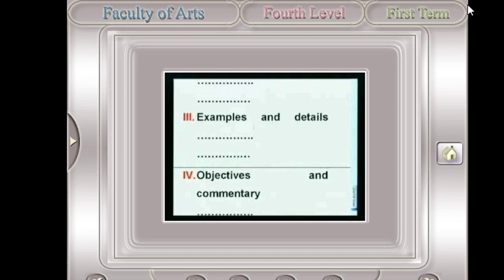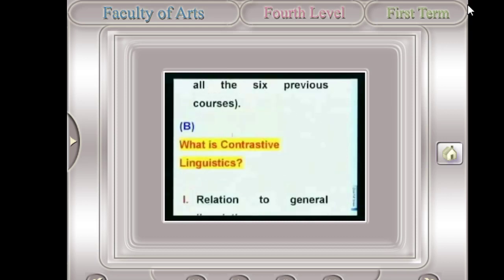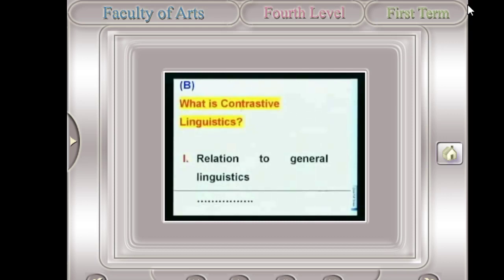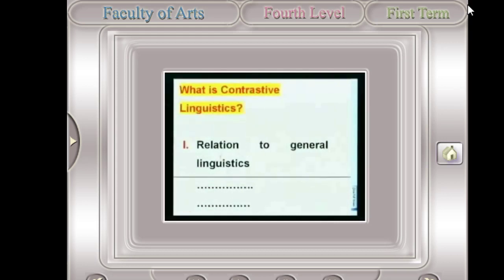If this is an essay, we write it this way. Then we talk about the objectives and commentary. What we see in front of us here, what is contrastive linguistics? This is an attempt to write an outline of an essay. The outline has paragraph 1. What is comparative linguistics? We have to say it is applied linguistics.